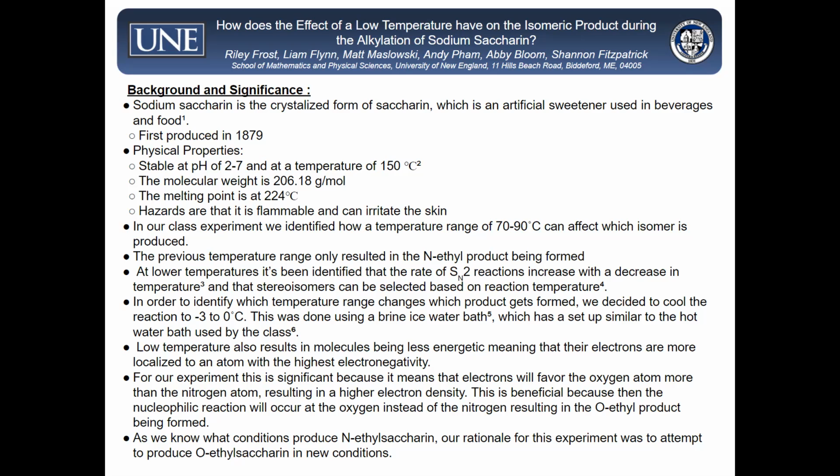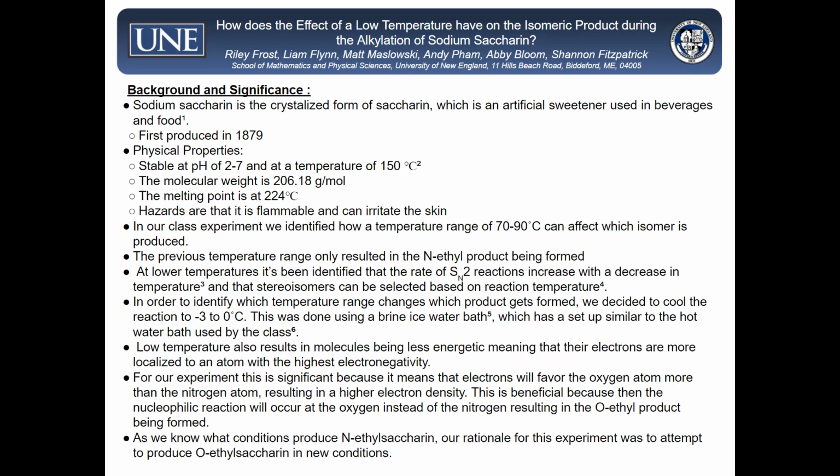So previously, we did a class experiment that identified how a temperature range of 70 degrees Celsius to 90 degrees Celsius can affect which isomer is produced. And this temperature range only resulted in the N-ethyl product being formed. It has been identified that at lower temperatures, the rate of an SN2 reaction can increase with a decrease in temperature, and that stereoisomers can be selected based on reaction temperature.